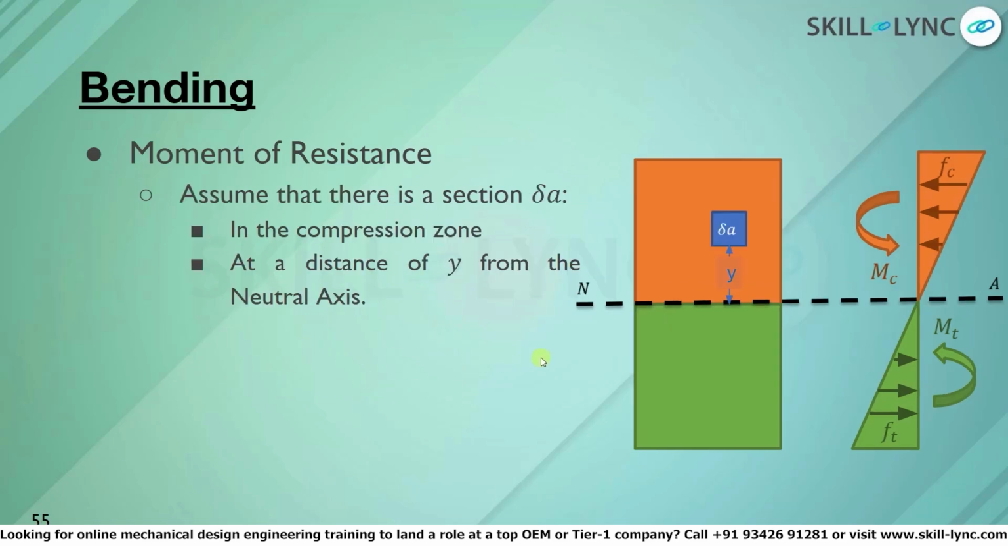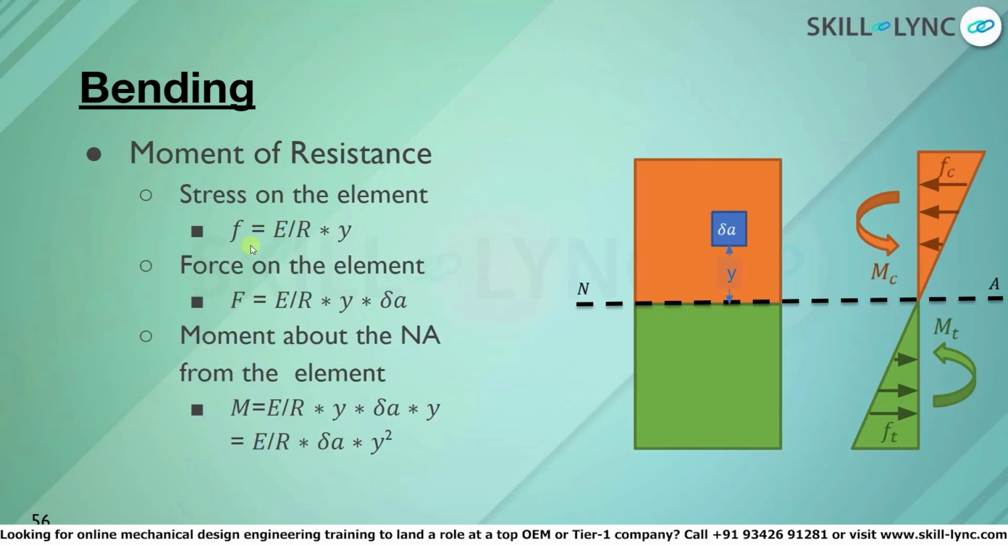Now, assuming that we have a very small area which is depicted by del A, this area is at a distance of y from the neutral axis in the compressive zone. The stress on this element can be given as F, which is equal to E by R into Y. This value is something which we have got from the bending equation. Next, the force on this element will be equal to stress multiplied by area. We know that force is equal to stress multiplied by area, and we got the stress here, which is E by R into Y, into the area del A.